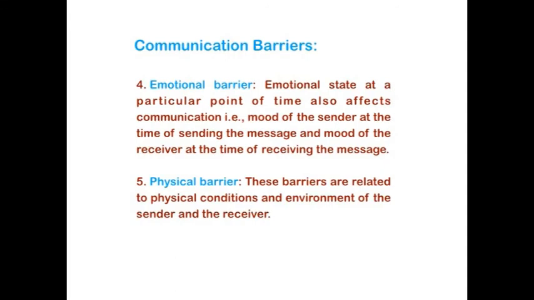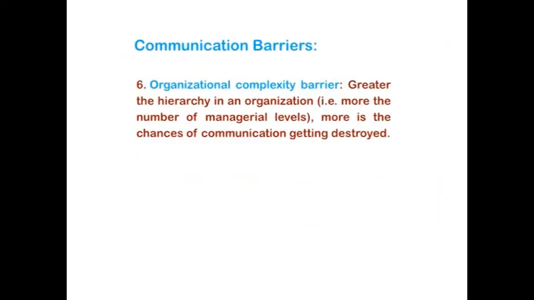Emotional barrier. Emotional state at a particular point of time also affects communication. That is, mood of the sender at the time of sending the message and mood of the receiver at the time of receiving the message. Physical barrier. These barriers are related to physical conditions and environment of the sender and the receiver. Organizational complexity barrier. Greater the hierarchy in an organization, that is, more the number of managerial levels, more is the chance of communication getting destroyed.